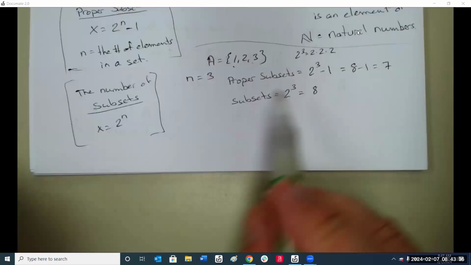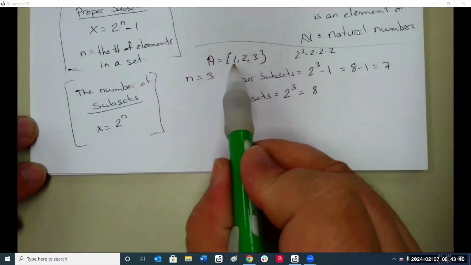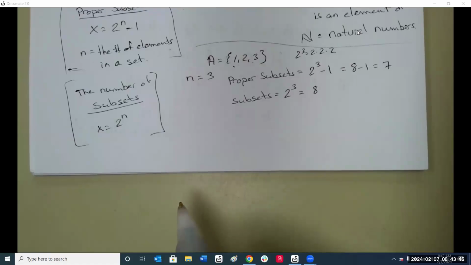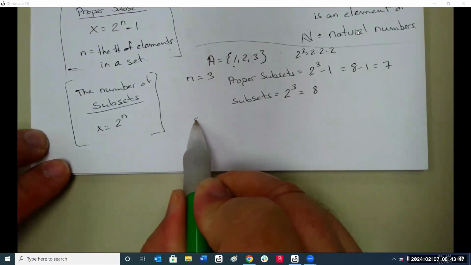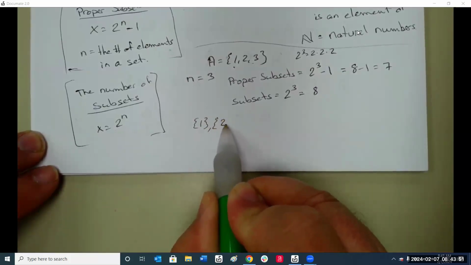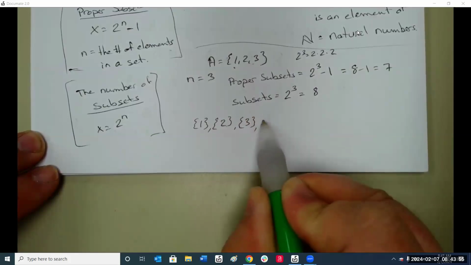So let's look at what this says, like I said earlier, what are all the sets we can create? If I have 1, 2, and 3, what are all the sets I can create from those three numbers? Set is just 1, is just the number 2, is just the number 3.